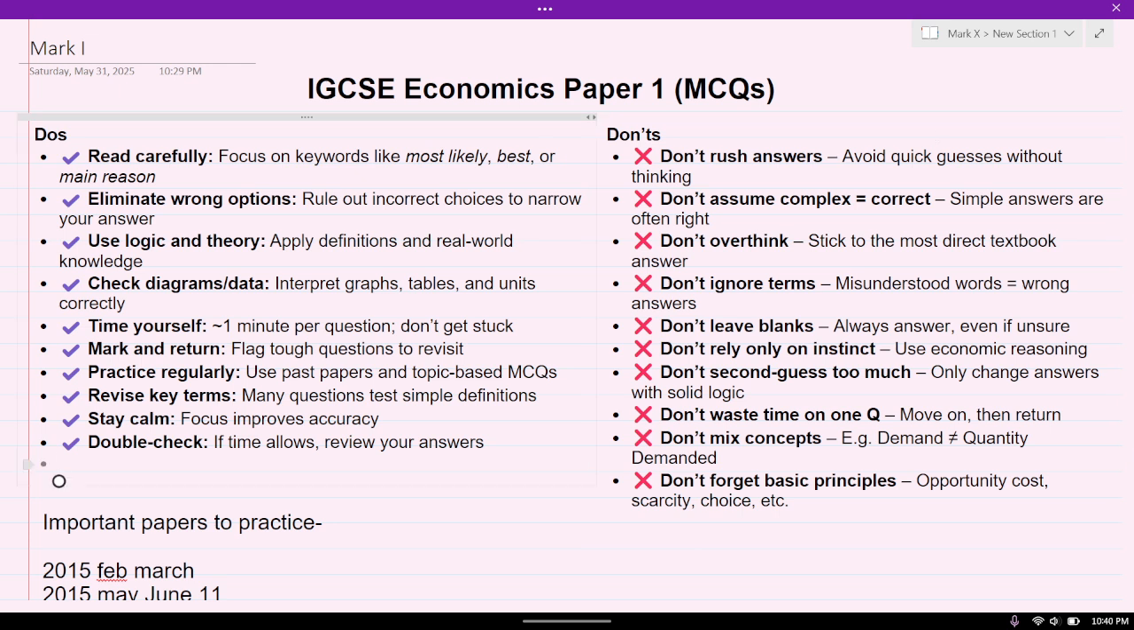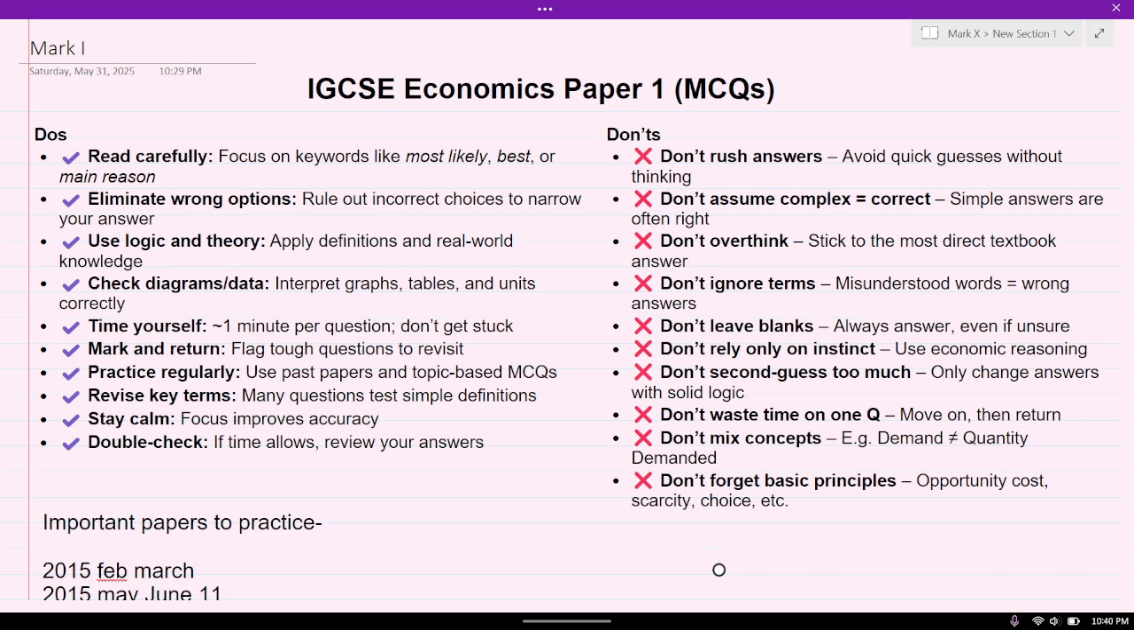Now whether you get it correct or whether you get it wrong will determine how much understanding of the topic you really have. So try and eliminate the wrong ones and then use logic and theory. Use the definitions that you know, maybe try and use a bit of logic and then apply it. Because economics is basically like you using your logic and your critical thinking to answer them.